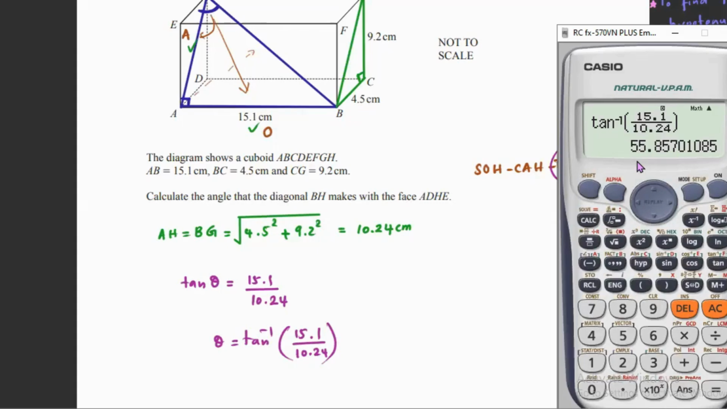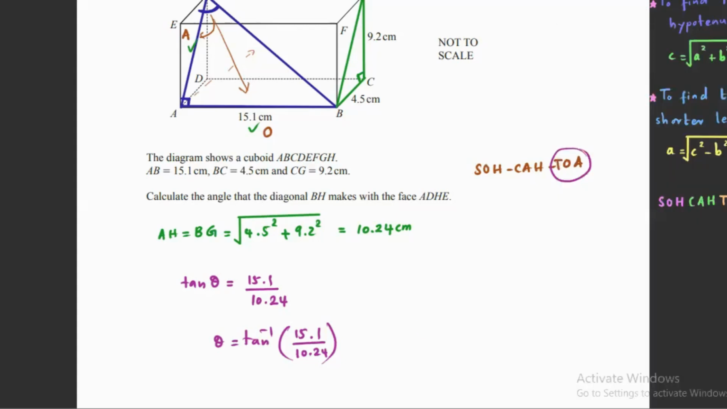So I can write it to 2 decimal places as 55.86 degrees. The standard way is to write it to 3 significant figures, but I'm going to write it to 2 decimal places. So that's going to be equal to 55.86 degrees. This is the value of the angle. Let's move on to the next question that we have, which is the last question.